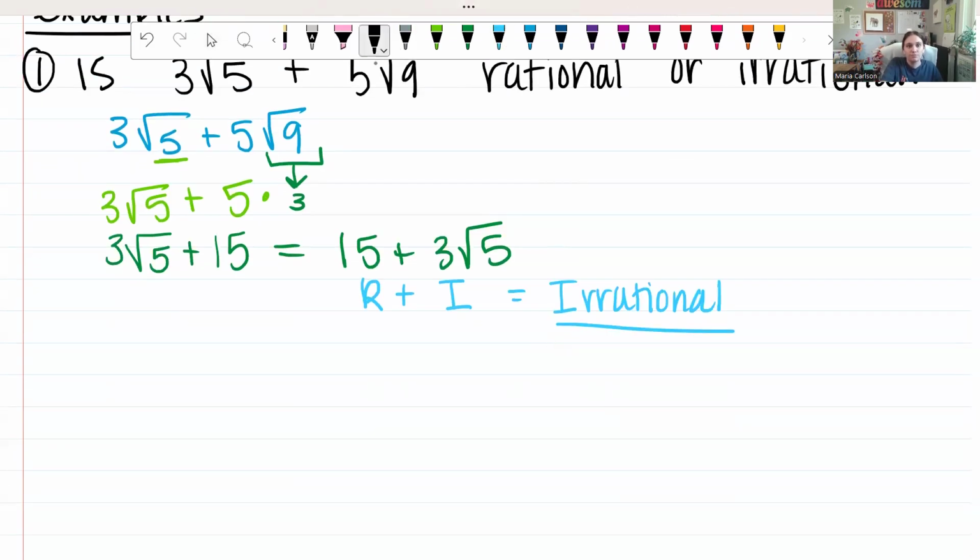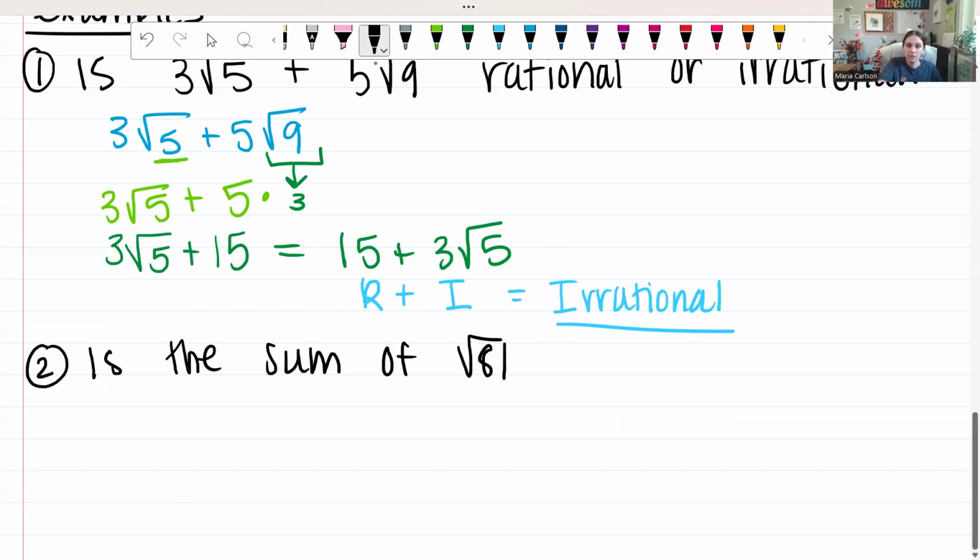All right, number 2 is the sum of the square root of 81 and 2 square root 16. Rational or irrational?